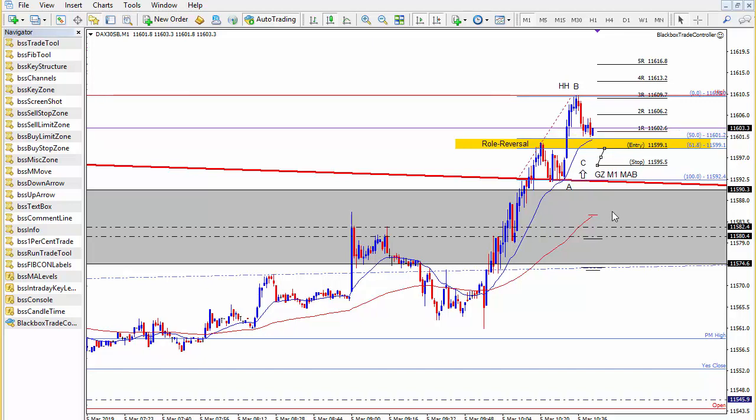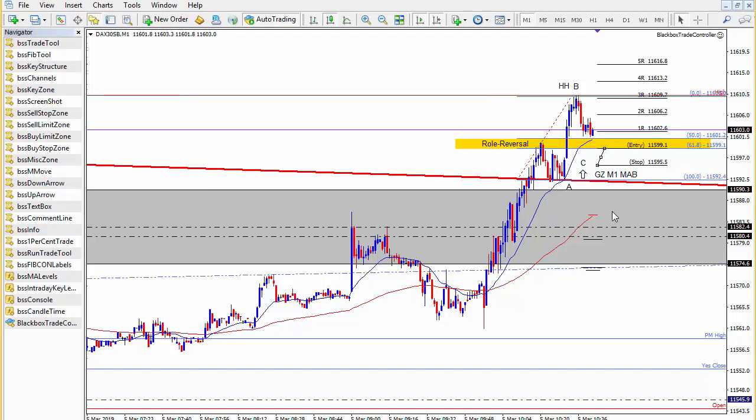As can be seen here, the role reversal zone is confluent with the 50 and 61.8 levels, and we have additional confluence with the 1 minute moving average and the 11,600 level. So, the trade tool has been positioned such that if price retraces to the role reversal zone, we can enter a buy trade live at the market.